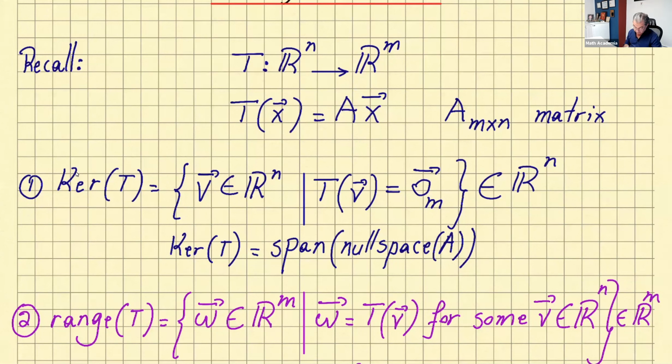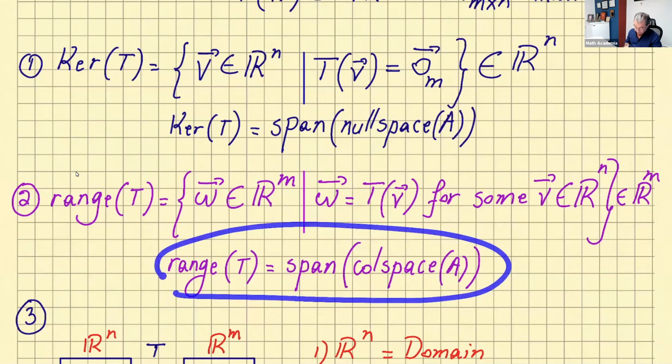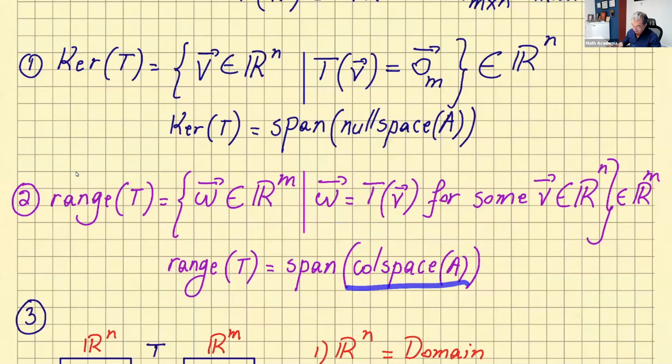Please watch the last video. We said the kernel is the span of the null space, and that's going to be in Rn. So for some vectors, T(v) equals 0, and the range of T we said is the span of the column space of A, and that's in Rm.